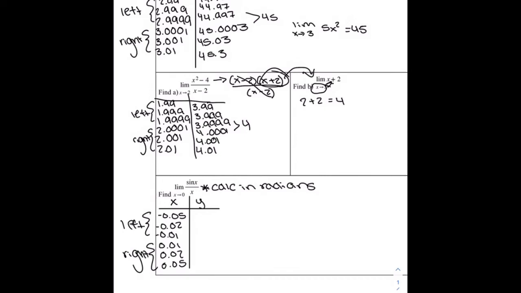We would get 0.99958, 0.99993, 0.9998, and then 0.9998, 0.99993, 0.99958. So coming from the left and the right, our limit is 1.